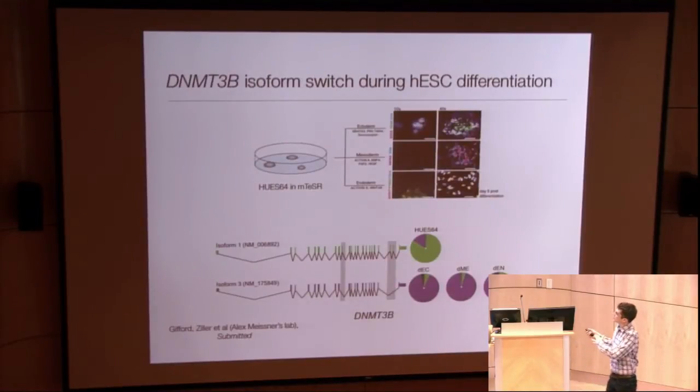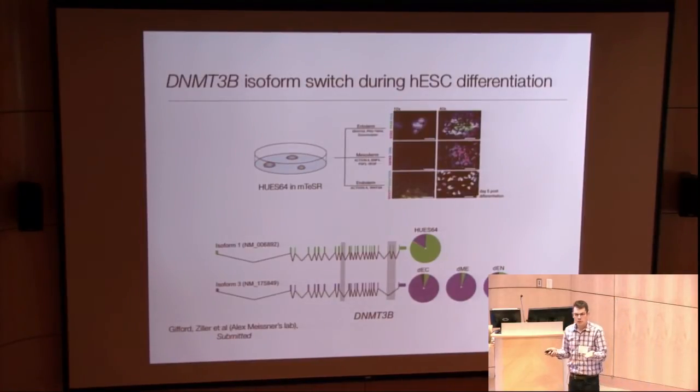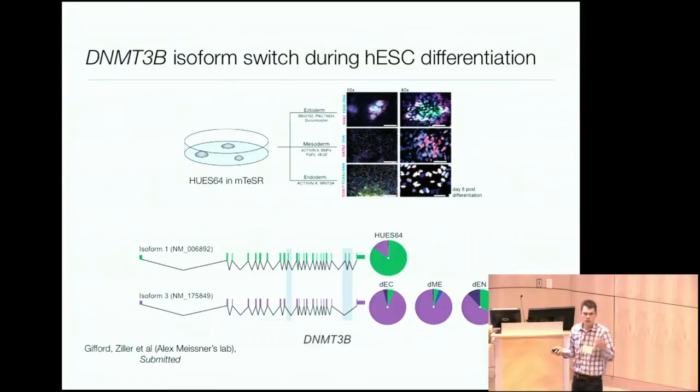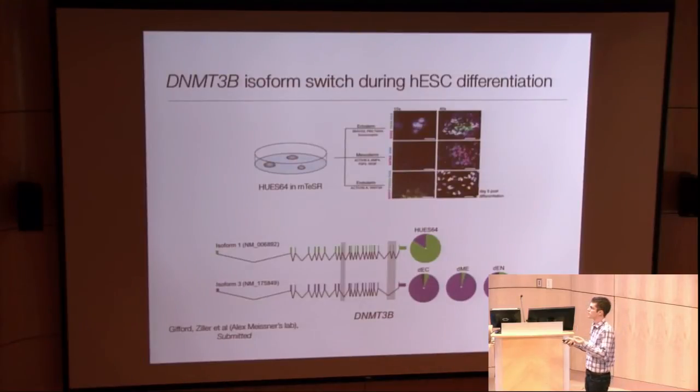So switching to a different example now, this is something that wasn't done in the RIN lab. This was done in Alex Meisner's lab. Alex Meisner has been working with his two grad students, Casey Gifford and Michael Ziller, for several years now, developing a really cool system, an in vitro model of human ES cell differentiation. By taking ES cells cultured in TeSR and ES media and replacing that media with differentiation media with specific additives, they can send those ES cells down one of 3 different paths corresponding to the 3 different germ layers present in very early human development.